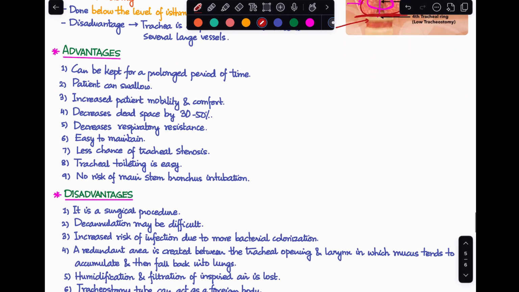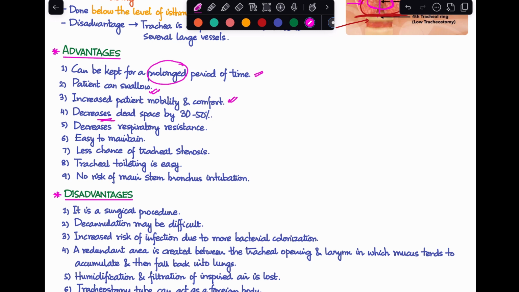Next, let's try to see what are the advantages and what are the disadvantages of performing a tracheostomy. First, looking at the advantage, a tracheostomy tube can be kept for a very prolonged period of time. Now, these advantages or disadvantages are on the basis of comparison to intubation. So, for an endotracheal tube, you cannot keep it for a prolonged period of time before it gets blocked. Whereas a tracheostomy tube has the advantage that it is easy to keep for a very long period of time. With a tracheostomy tube, patient can swallow. Also, they have increased patient mobility and comfort compared to intubation.